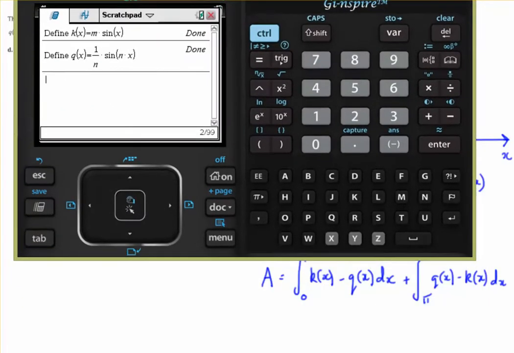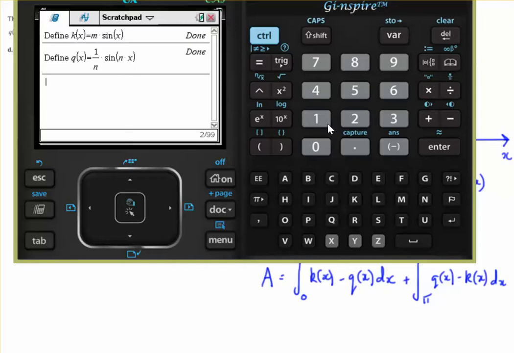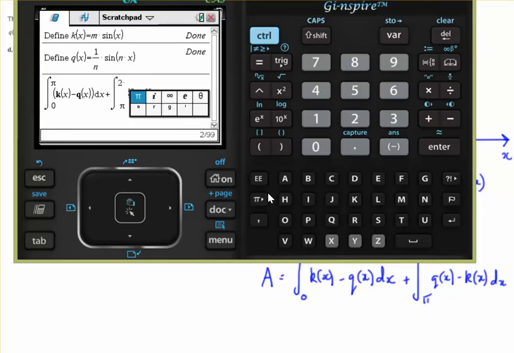All right, let's set up this integral, which we've written down. So it's just there. So we want the integral from 0 to pi of k of x minus q of x dx, plus the integral from, remember this is just one way to go about it, pi to 2 times pi of q of x minus k of x.